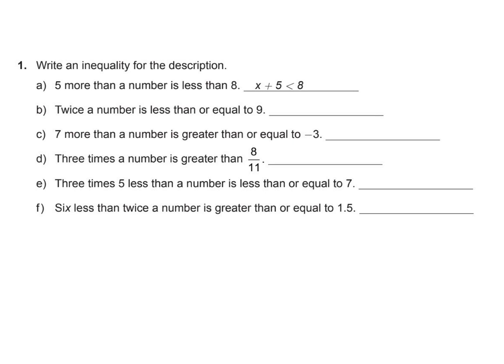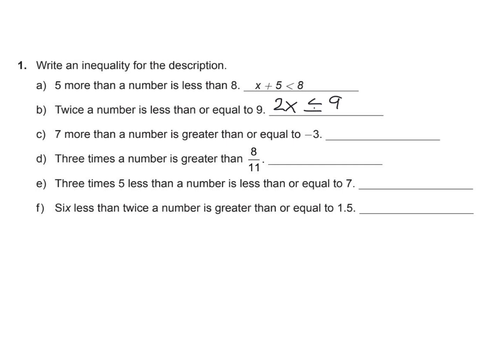Today we are doing work with more inequalities. Here we have a description in words and we need to translate it into numbers. So B says twice a number is less than or equal to 9. We don't know what the number is, so we're going to use X. Twice means 2 times, so we're just going to write 2X is less than or equal to 9.